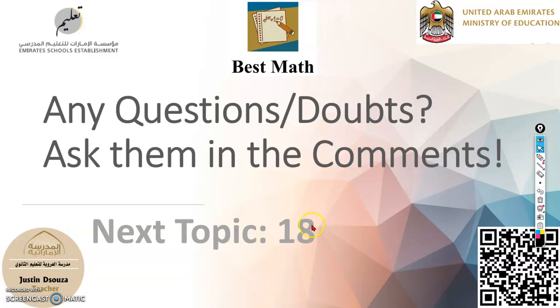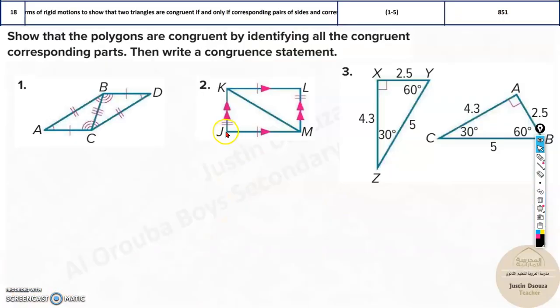Topic number 18 is the same as topic number 7. You might have remembered these problems by now. It is about congruency. You need to write the congruency statement. We have done the same problems, in fact, from the same page number, but more problems in topic number 7. I'll put the link to topic number 7 in the description because it has a more detailed explanation. Please go through it. Now I'll just recall this again.